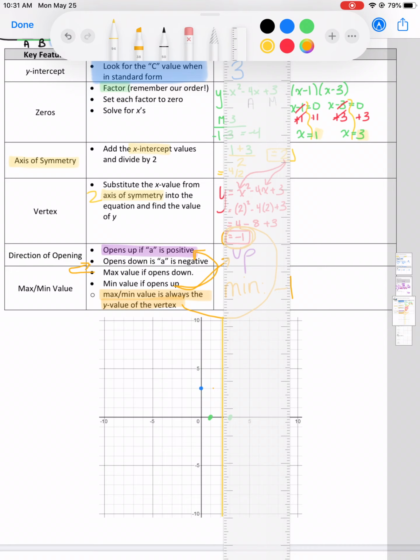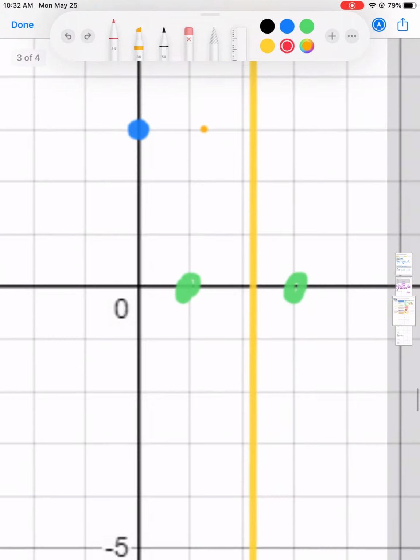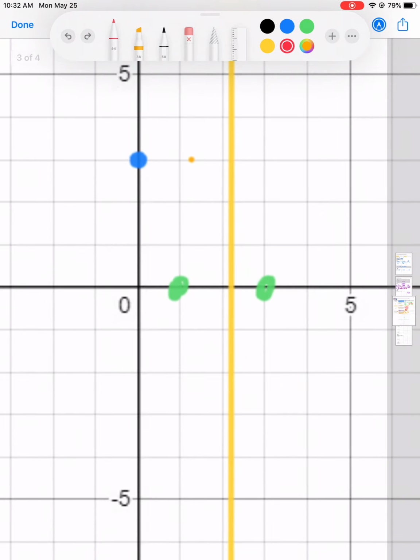It's not exactly on it, but that's all right. My vertex, that's the point where it changes. We know it has to deal with our axis of symmetry, so it's going to be somewhere along this line. We just need to pinpoint it. Well, we found out it's at -1. So, -1.